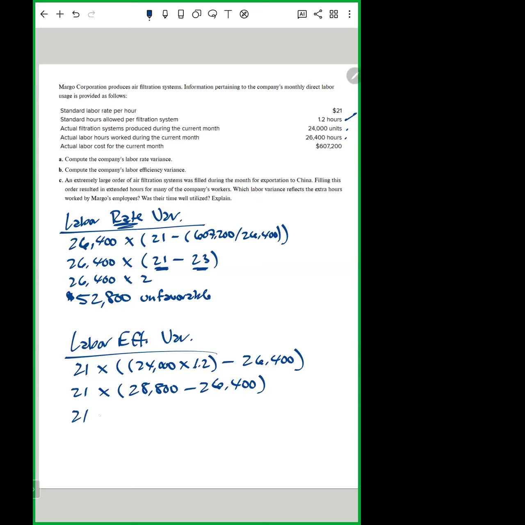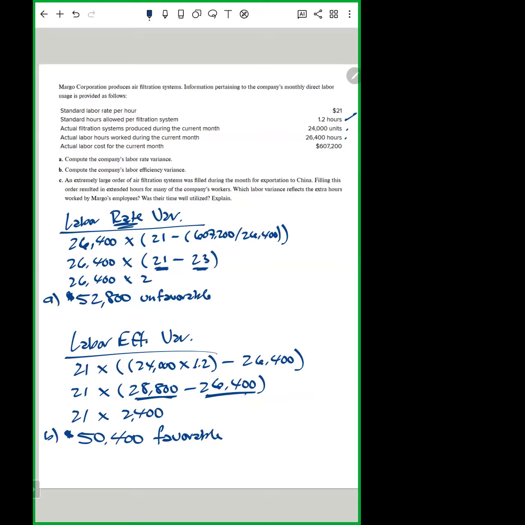So this is 21 times 2,400, which is 50,400. And here, the standard hours are 28,800 and our actual was 26,400, so this is favorable. So this is A, right? And this is B.